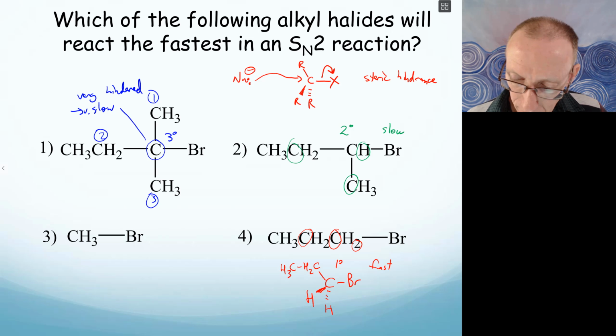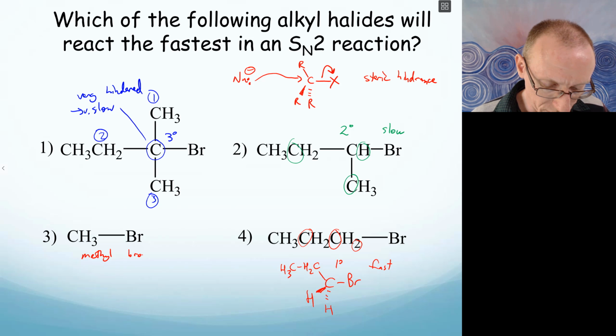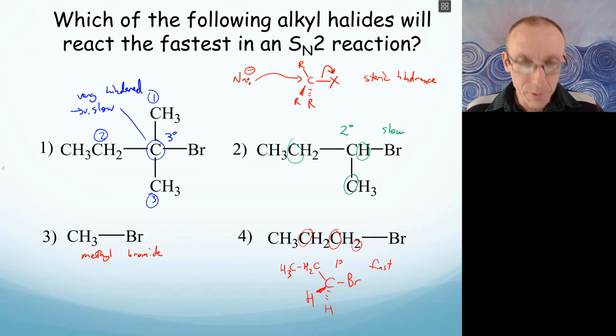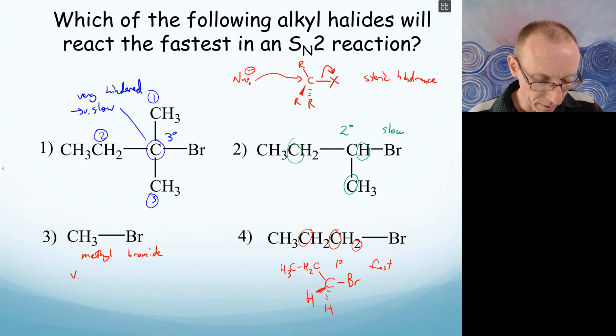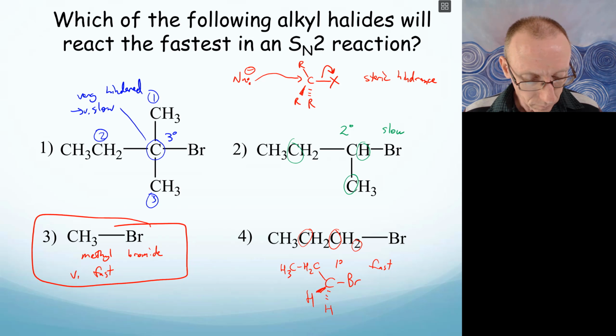And then finally, if we look at this last one here, this is a methyl compound, methyl bromide, which is used as a fumigant, gets rid of pests. But methyl bromide is a halomethane, and so it's going to be very fast to react in SN2 reactions, and so that is going to be the most reactive alkyl halide out of this bunch.